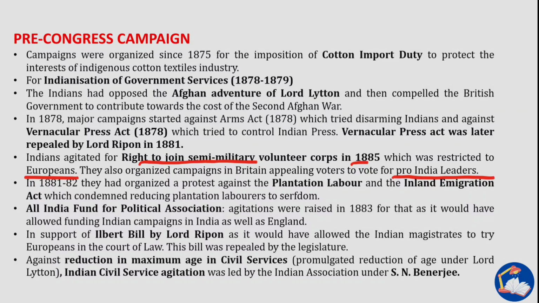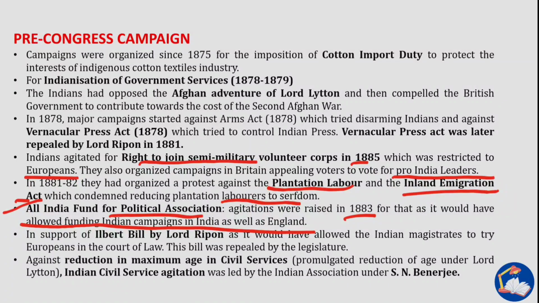for pro-India leaders. In 1881 to 1882, they organized a protest against plantation labor and the Inland Immigration Act, which condemned reducing plantation laborers to serfdom. All India Fund for Political Association agitations were raised in 1883, as it would have allowed funding Indian campaigns in India as well as England.